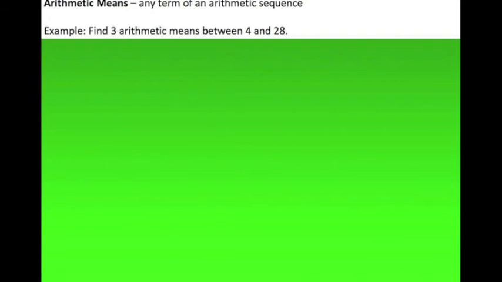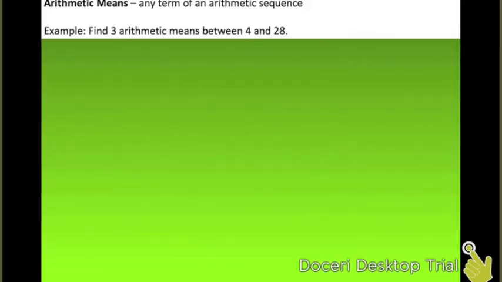Arithmetic means are any terms of an arithmetic sequence. So if we want to find 3 arithmetic means between 4 and 28, this is actually super easy. So we have our first term, and we want to find 3 terms in the middle. So our first term is 4. We want to find 3 terms in the middle, and our last term is 28.